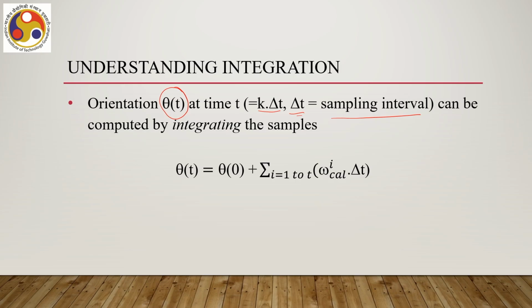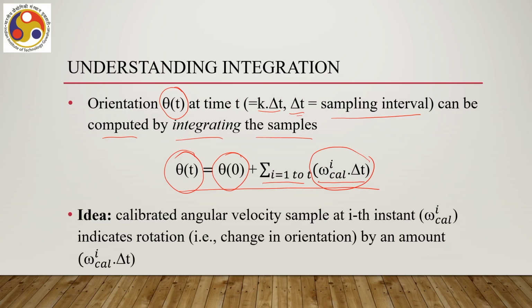Now, this orientation can be computed by integrating the samples. Equation wise, we can represent it in this way: theta t, or the orientation at time t, equals the initial orientation theta 0 plus the sum from i equal to 1 to t. We are basically integrating this part, w cal i dot delta t. So, what does this part mean?